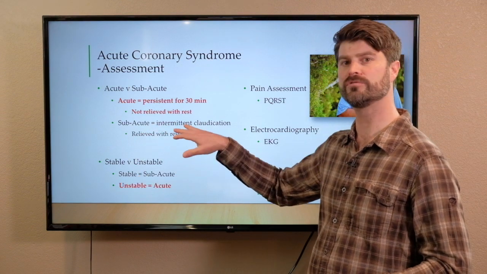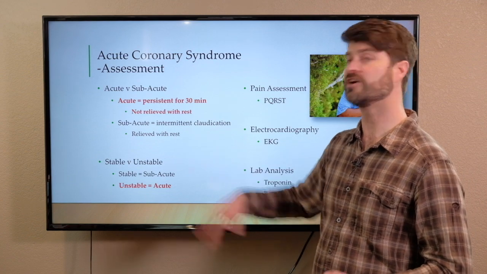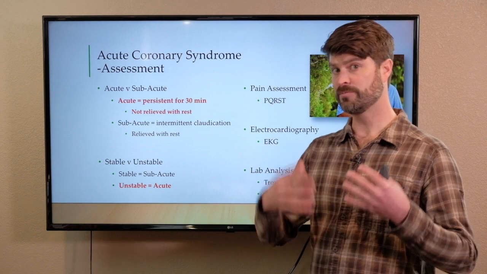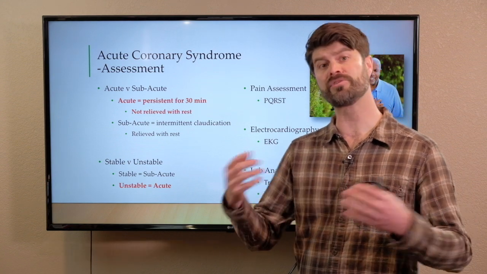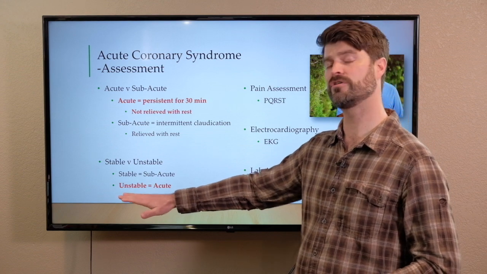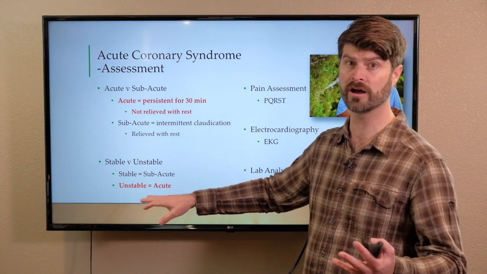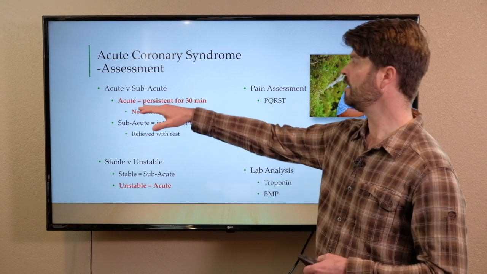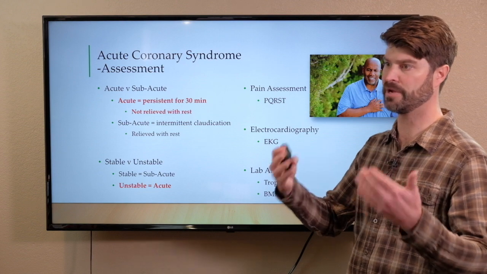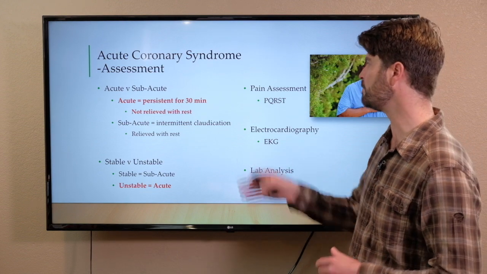Stable is subacute, meaning they're hemodynamically stable and their pain does go away. Unstable means they may be hemodynamically stable, but there's no guarantee that'll last very long because there's a very high risk of cardiogenic shock in these patients, which is another form of shock that is life-threatening. And they're having persistent pain. So despite changes in activity level, they're continuing to have chest pain, which is bad.